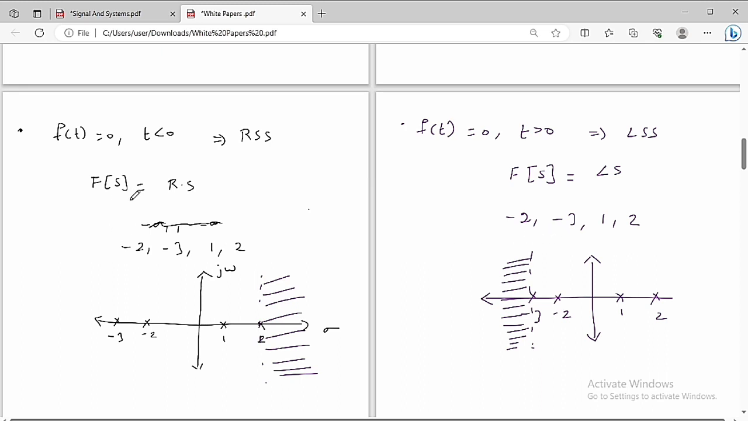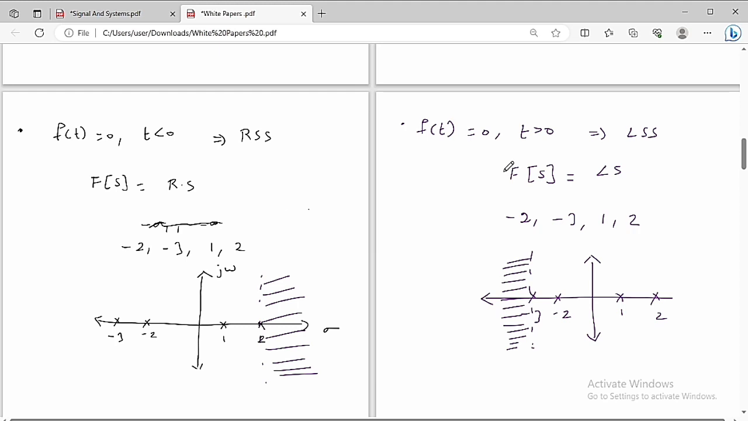So finally I can say the ROC of the right sided signal starts from the rightmost pole and is toward the right side. And similarly, for the left sided continuous time signal, the ROC starts from the leftmost pole and is toward the left side. So finally, I conclude that the ROC of the right sided continuous time signal starts from the rightmost pole, and the ROC is toward the right side.